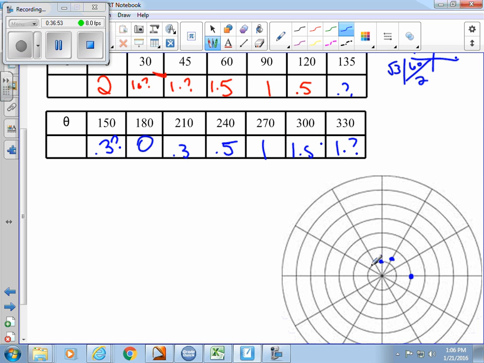120 is 1/2. 180 is 0. You see how I'm skipping all the ones I don't really know? 240 is 1/2. 270 is 1. Sorry, 240 is 1/2. 270 is 1. 300 is 1.5. And then 360 is back here. See the shape? You do go in order, by the way, of how you plotted.